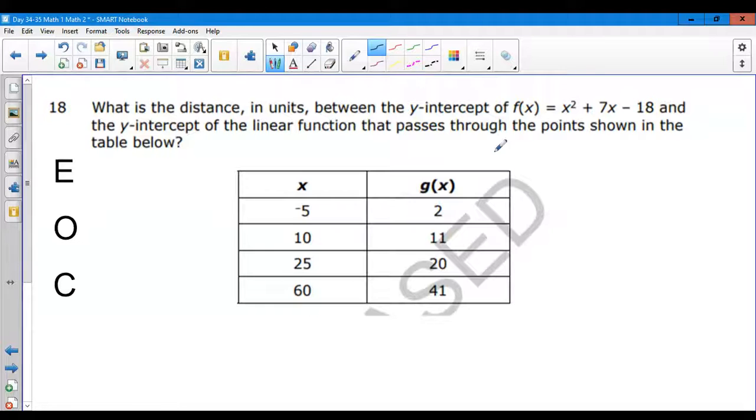Okay, whether we like it or not, they want us to be really good at math. So here on EOC sample question number 18, they ask what the distance in units between the y-intercept of this function and the y-intercept of this function that passes through these points would be. What's the distance between these two y-intercepts?